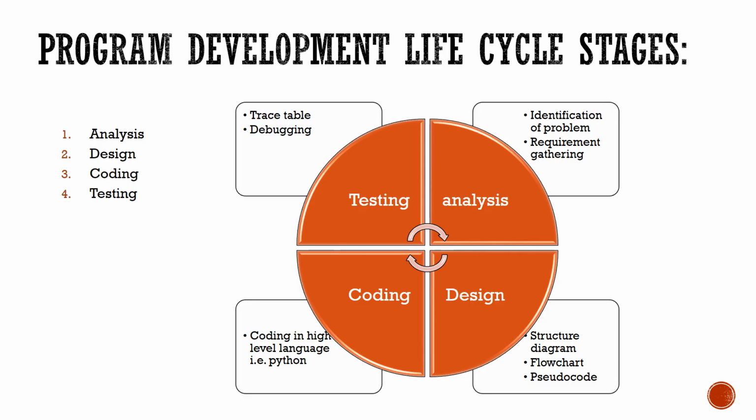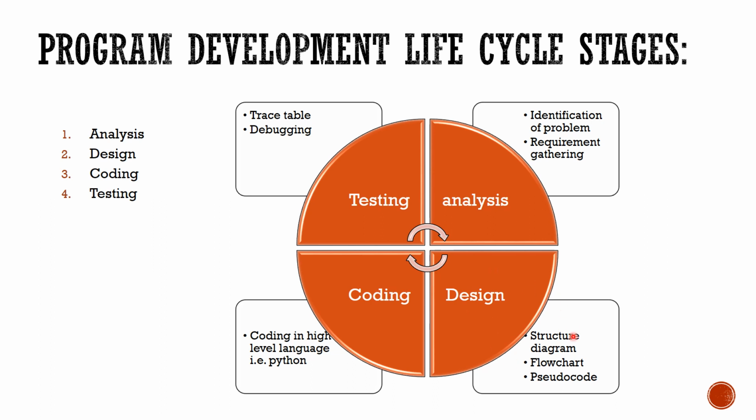It's the most important chapter for you. First, you should know that in this chapter we will be covering all of these things. It's actually the program development life cycle. The program development life cycle consists of four phases: analysis, design, coding, and testing. In the analysis phase, the first part is identification of the problem and requirement gathering. Once we do all these things, then comes the design phase: structure diagram, flowchart, pseudocode.